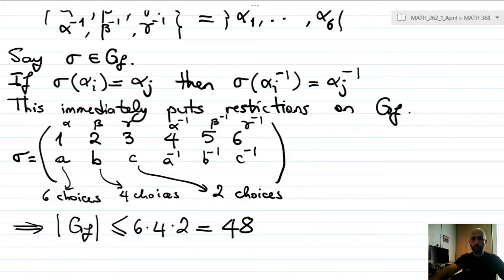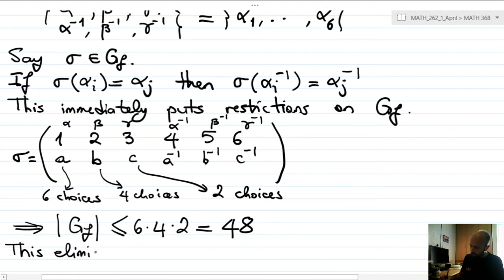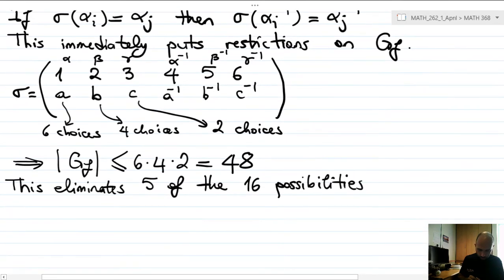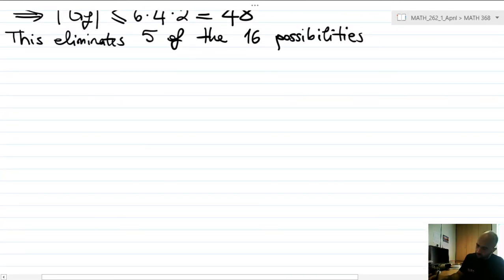Okay. So this eliminates five of the 16 possibilities. Okay, this is a very crude restriction, and we can do more. Let's see. Let's try to successively be a little bit more sophisticated here.